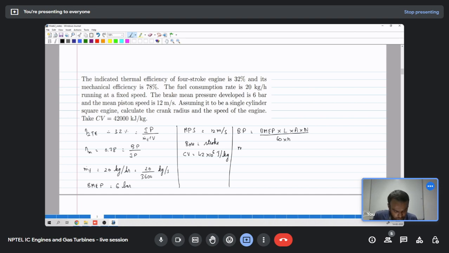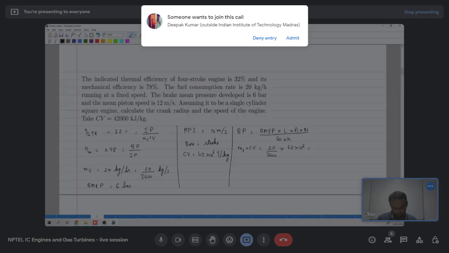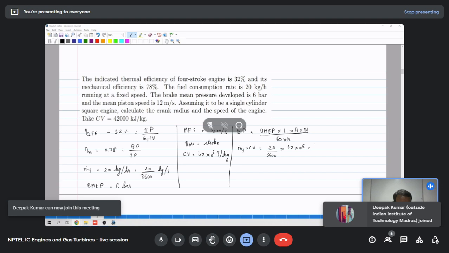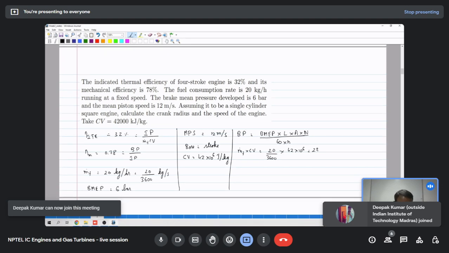So m dot f into CV is 20 by 3600 into 42 into 10 power 6 joule per kg. So this is 233.3 kilowatt.